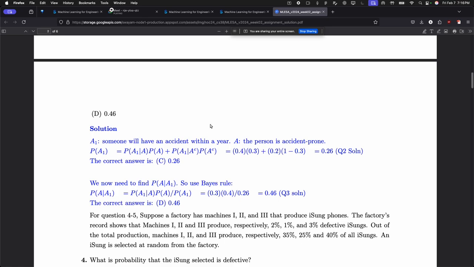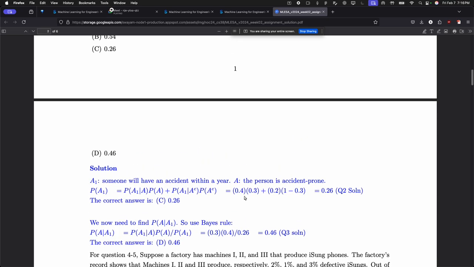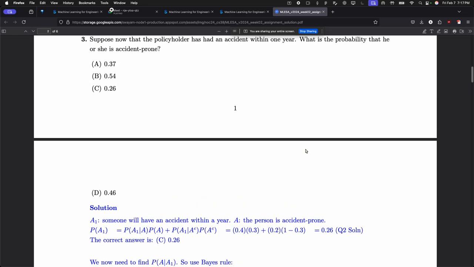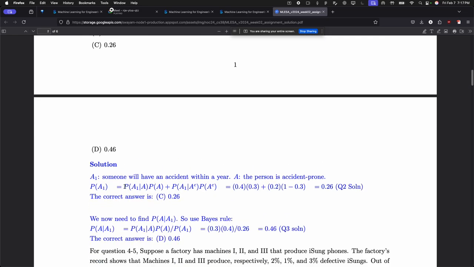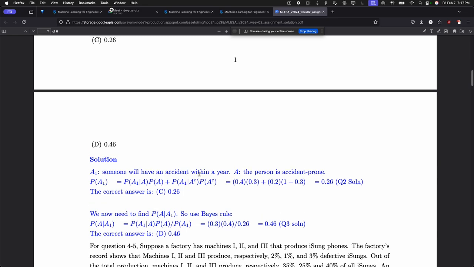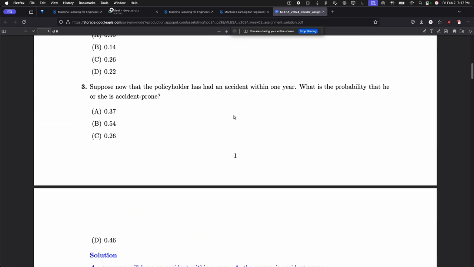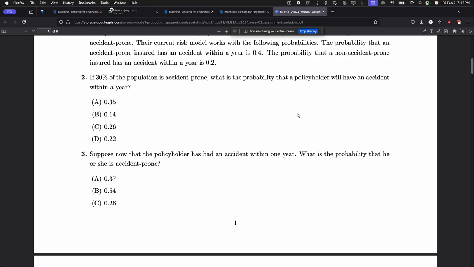Very simple solution. The probability that someone will have an accident within a year is A1, and A is that the person is accident prone. To find the probability of A1, you have to sum over all cases: probability of A1 given A times probability of A, plus probability of A1 given not A times probability of not A. So 0.4 times 0.3 plus 0.2 times 1 minus 0.3, that is 0.26. Basically this is the sum of conditional probabilities formula.